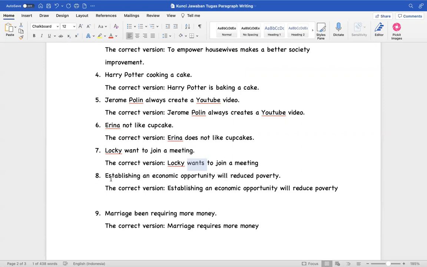And then number 8, establishing an economic opportunity will reduce. Nah, will itu kan juga modal ya. Sama kayak should, sama kayak can, sama kayak may, would, kayak gitu. Jadi harus diikuti kata kerja satu. So, not will reduced, tapi will reduce.